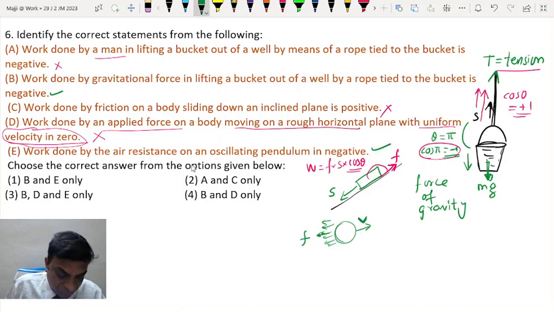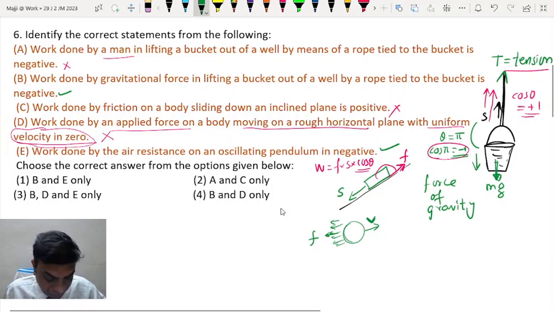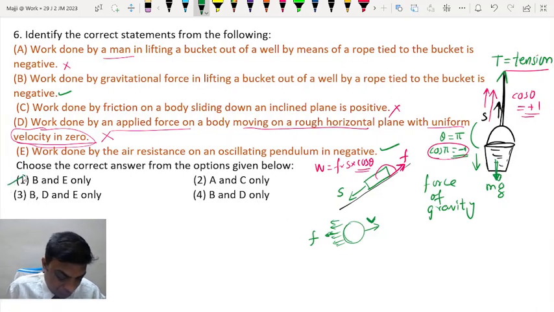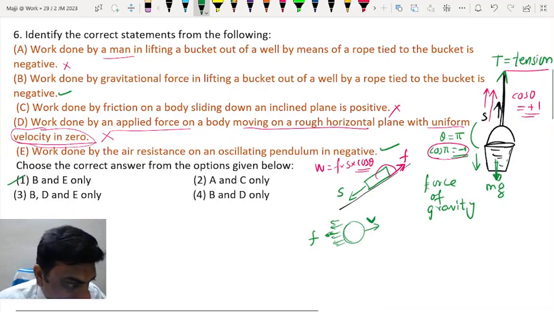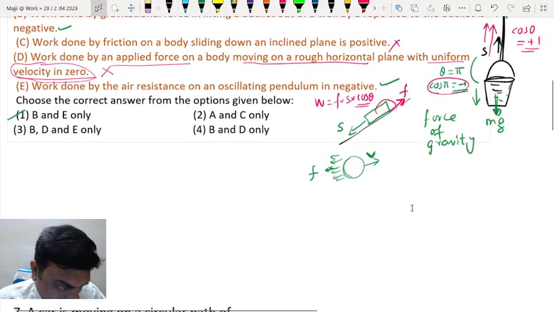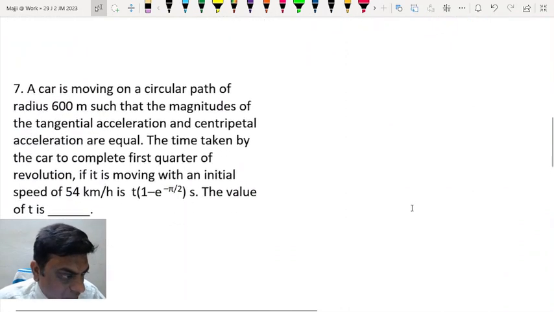So this is true. So B and E are true. B and E only, so I think we should go with the first option. B and E are correct. Then moving to the next question.